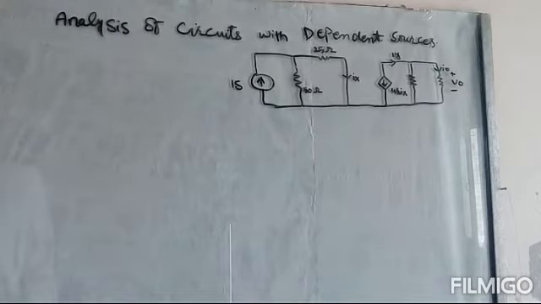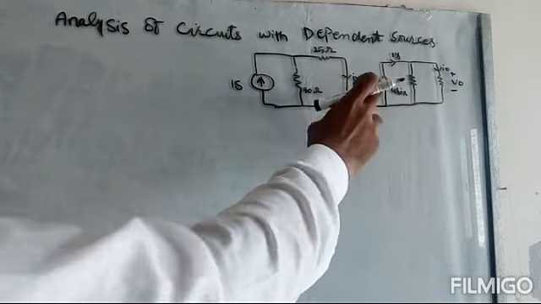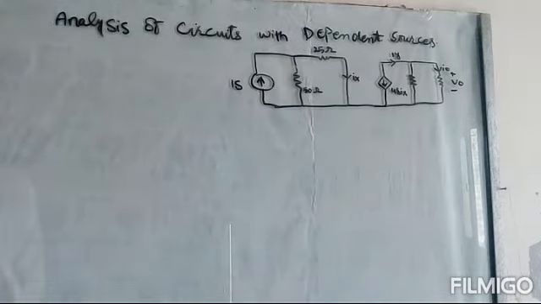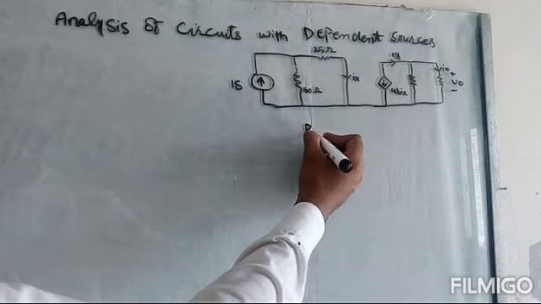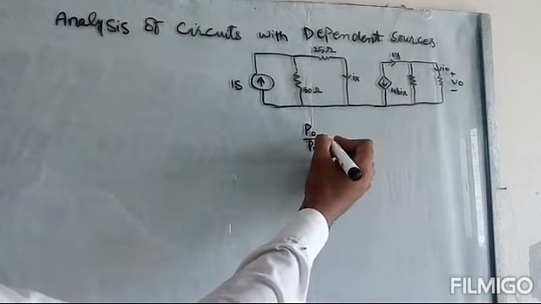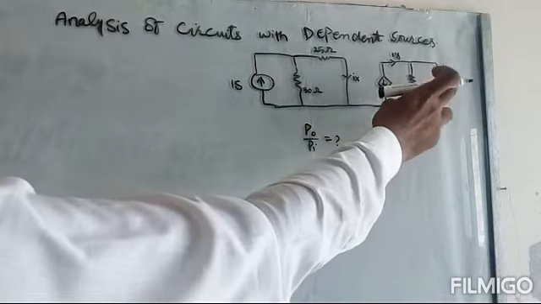This is another example, and this is a current controlled current device. The dependent source is a current controlled current source, and we want to find the ratio of output power to input power, beta. We want to find this ratio. For this purpose, we need to find the input current and input voltage.